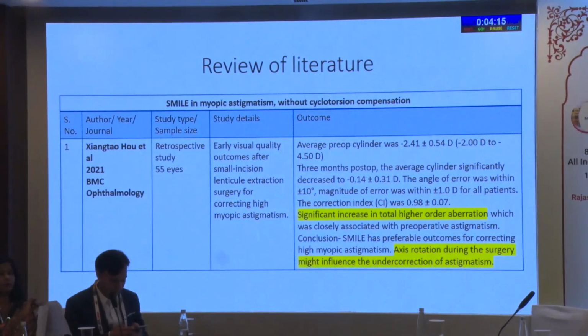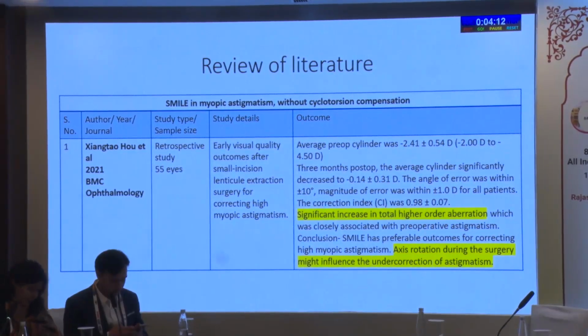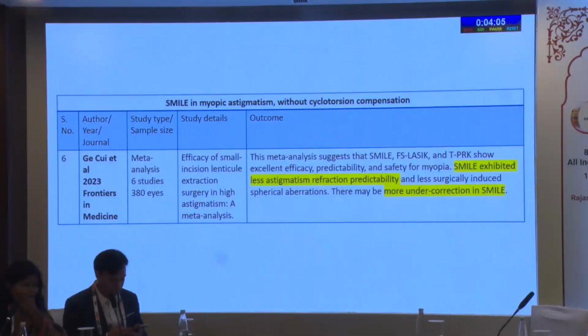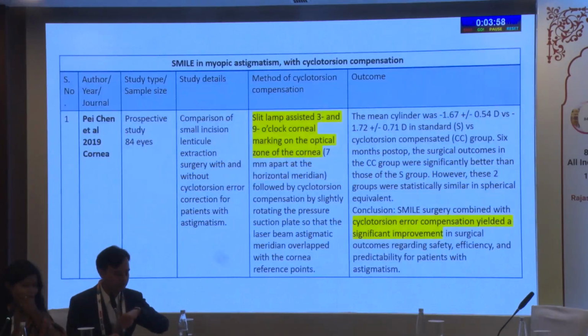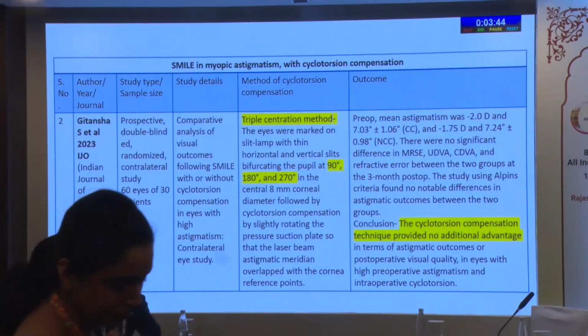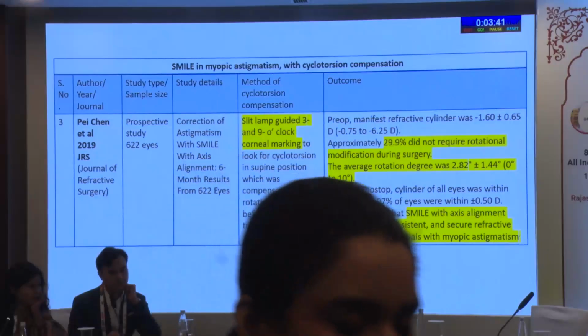Review of literature. In various studies in which there is no cyclotorsion compensation, the results of SMILE in myopic astigmatism tend to show undercorrection of astigmatism. A meta-analysis published in 2023 also showed that there is less astigmatism refraction predictability with more undercorrection in SMILE. A few studies also talk about cyclotorsion compensated SMILE in myopic astigmatism with varying results, like Paichan et al. concluding that it leads to significant improvement, whereas Gitansha et al. state that there is no additional advantage.